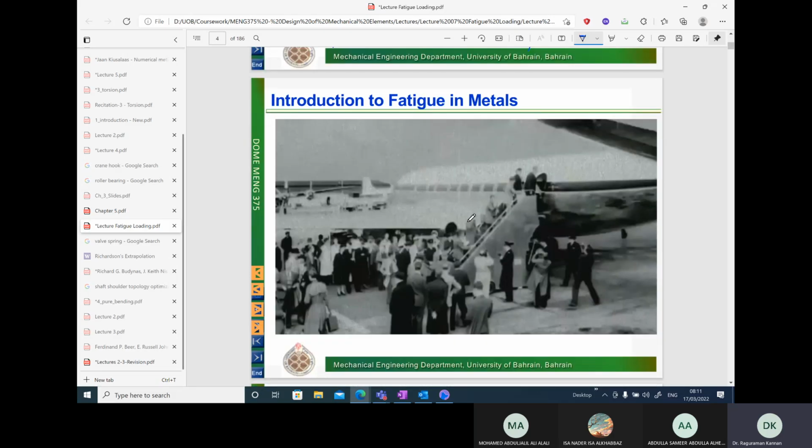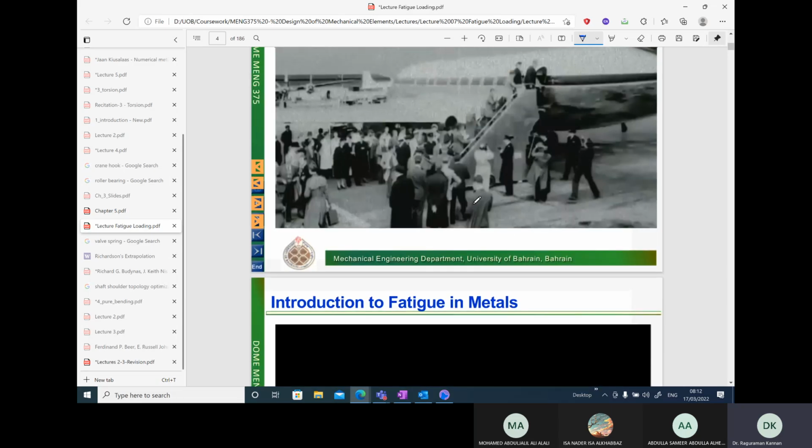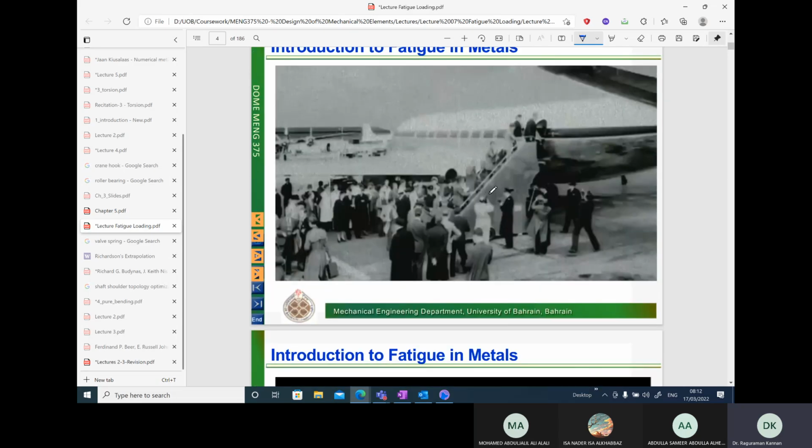That is fatigue phenomena. Now this is an airplane. Due to fatigue phenomena, the fuselage, maybe the underbelly or maybe even the top of the aircraft structure, completely broke off while flying. Okay, so this is one of the dangerous events that happened due to fatigue phenomena.